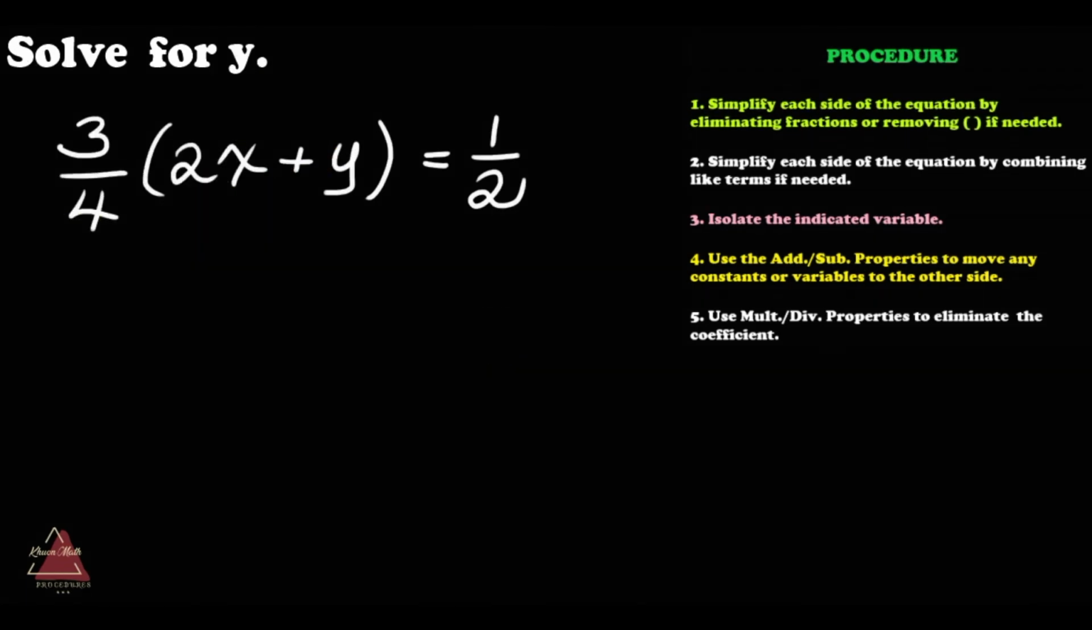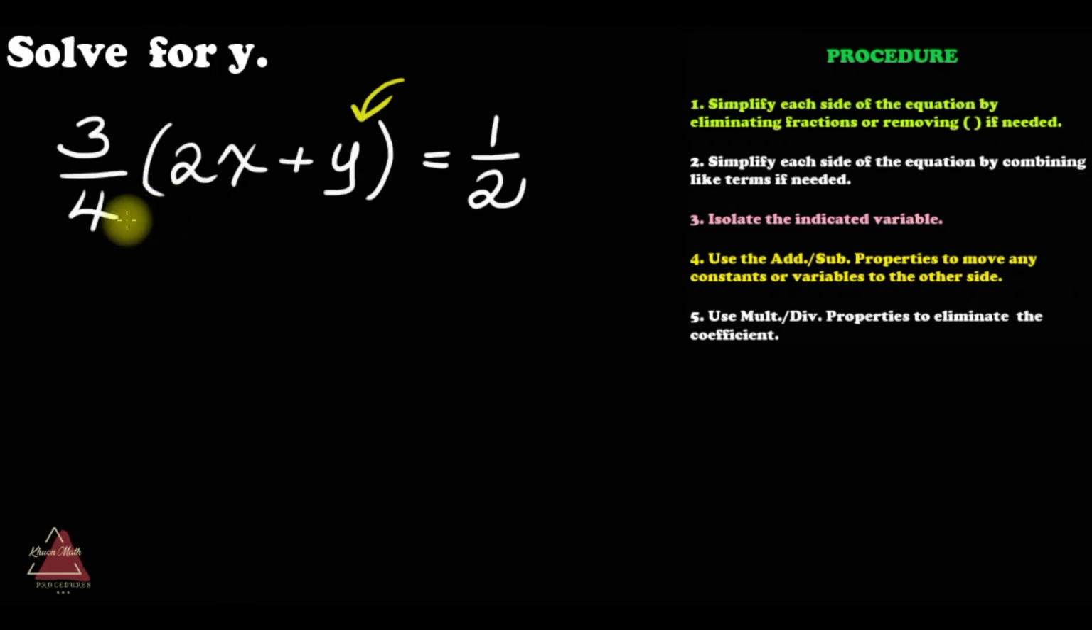Okay, we're solving for y here, so we got to get the y by itself. So that's the indicated variable that we're solving for. Okay, so let's go ahead and solve for y. So first thing we have to do is eliminate fractions or parentheses if needed. So we have a fraction here that we have to eliminate, and we also have parentheses that we have to eliminate. So there's a lot to do here.